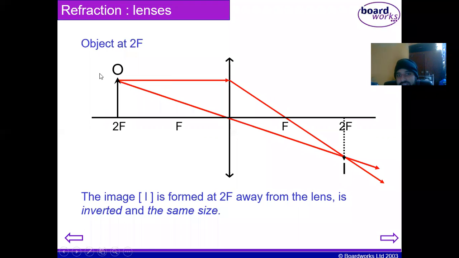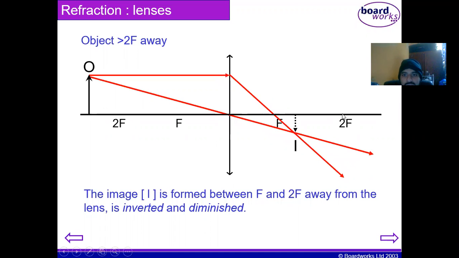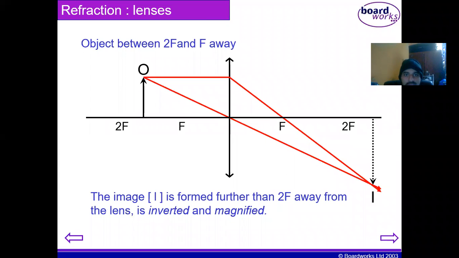Perfect. So now we know the image at 2f. What happens if you're at 2f? If you're further, you know it's going to be diminished, smaller in size, and upside down. If it's at 2f, you know it's going to be upside down, the same in size, and also at 2f. Notice one other thing, guys. Okay, if it's between 2f and f, this is the next one.